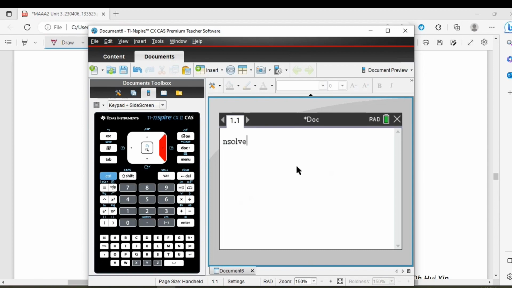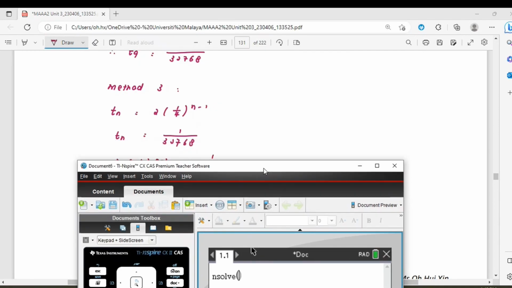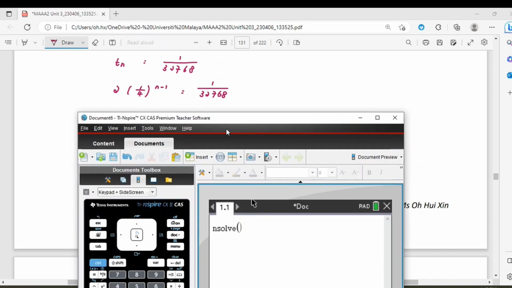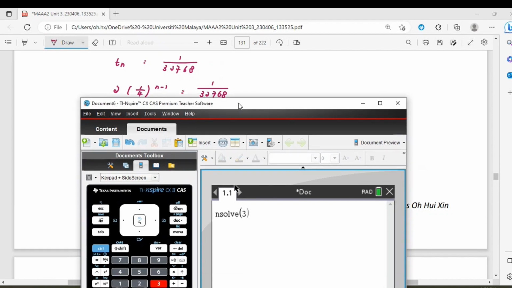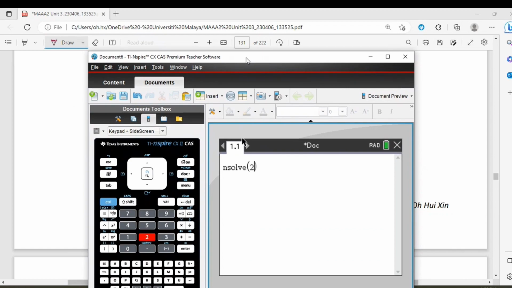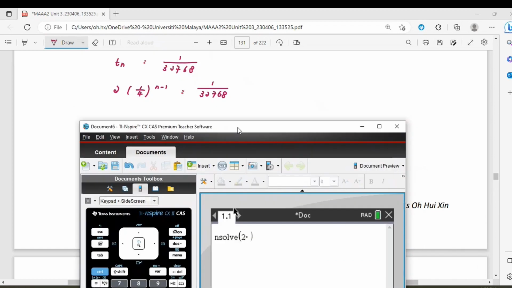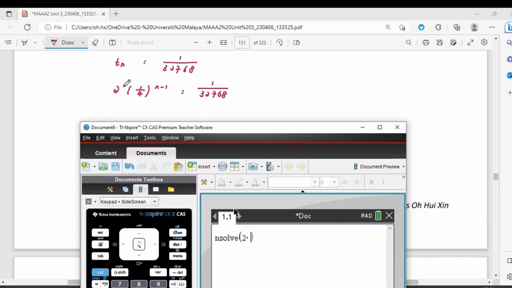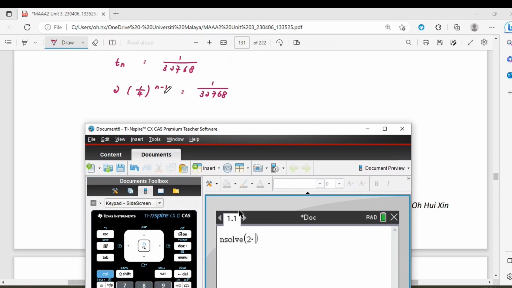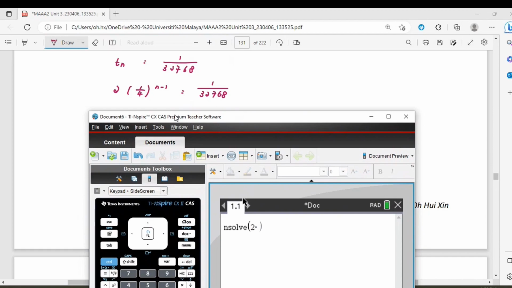So nsolve, then you open a bracket, then now you type in the equation that you have just now, which is this one. Okay, so I will press 2. You need to make sure that you put multiply, or else the calculator wouldn't be able to know what is the relationship between these two. And then you open a bracket, because the power n minus 1 only belongs to 1/4, not including 2. So that's why you open your bracket.